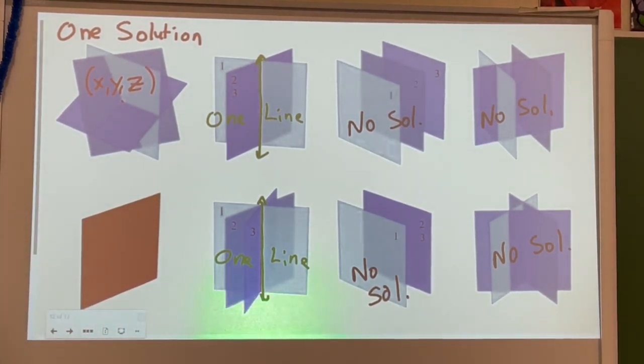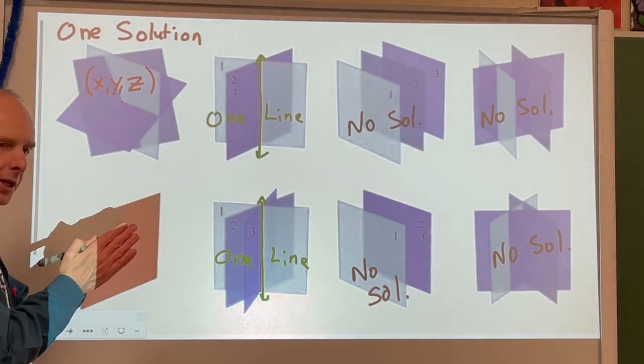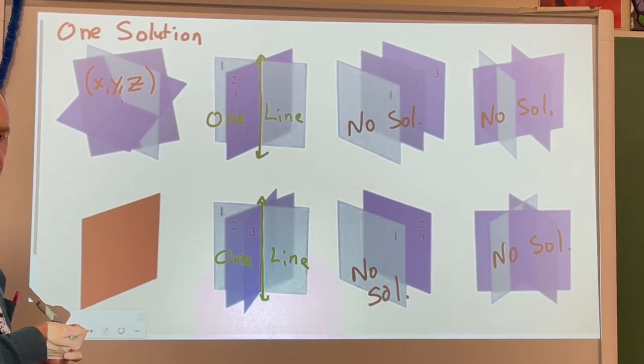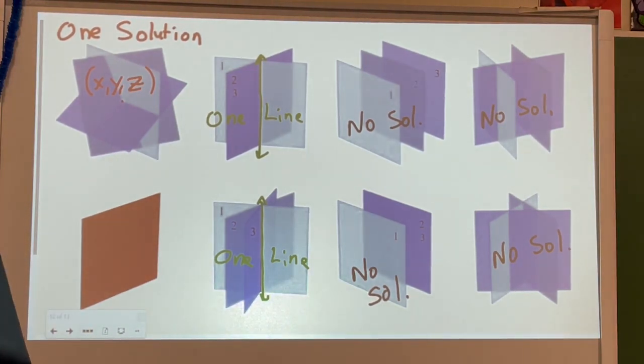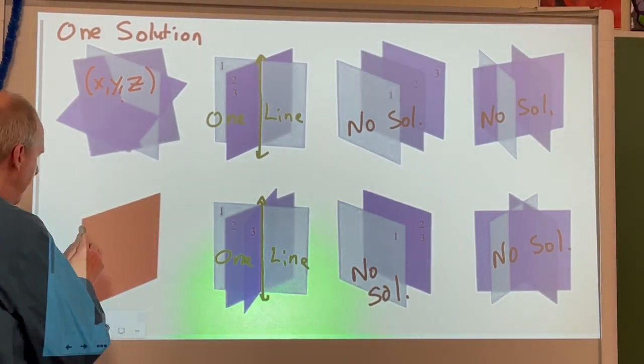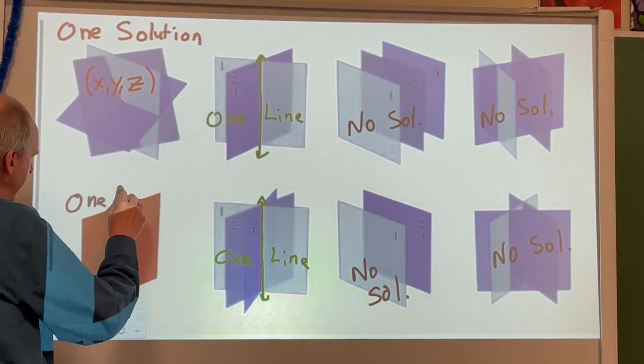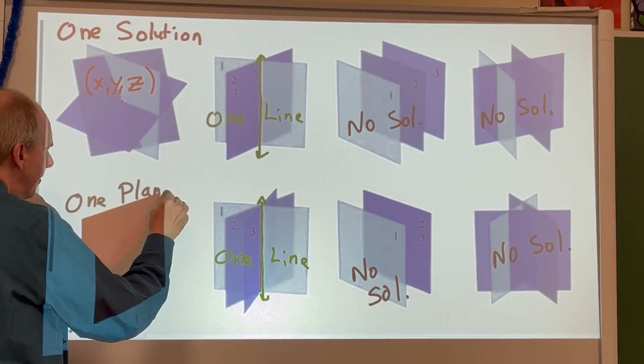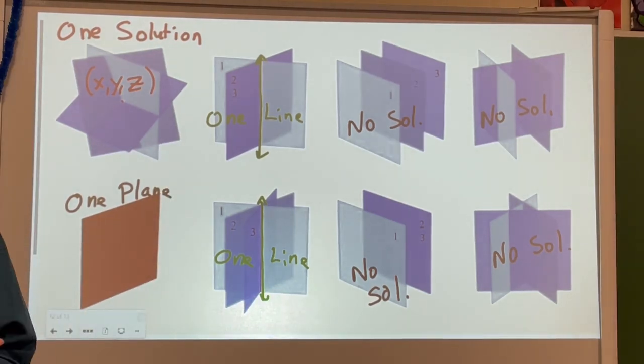Our final possibility would be, what if all the planes are sitting on top of each other? Well, then what you really have is just one plane. And one plane has an infinite number of solutions. It's every point anywhere. You'll have fun with that with calculus in college. You'll like it. Or not. I don't know.